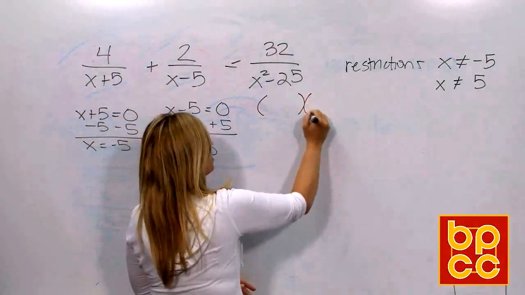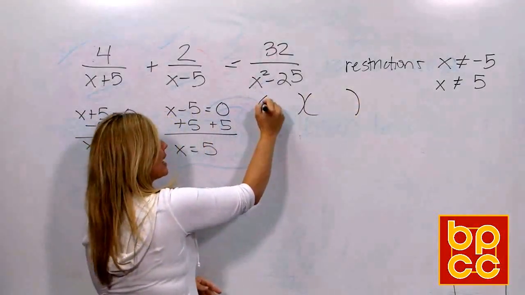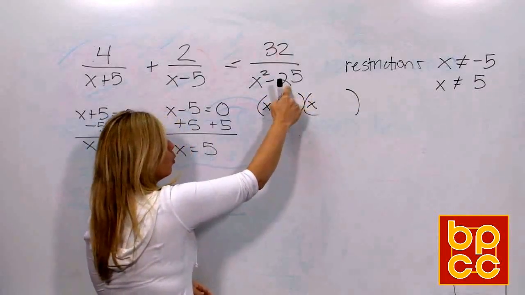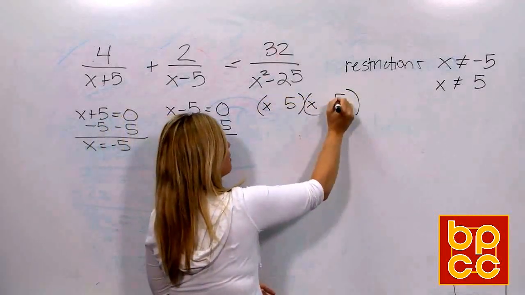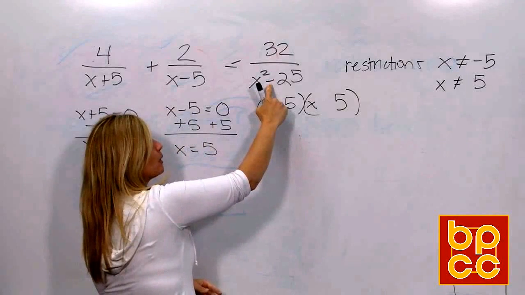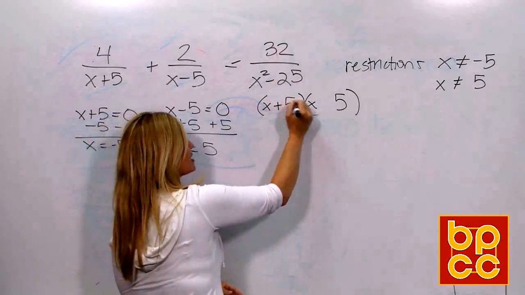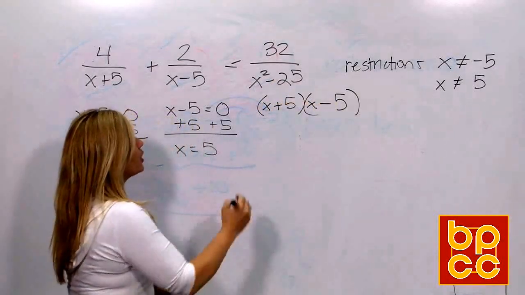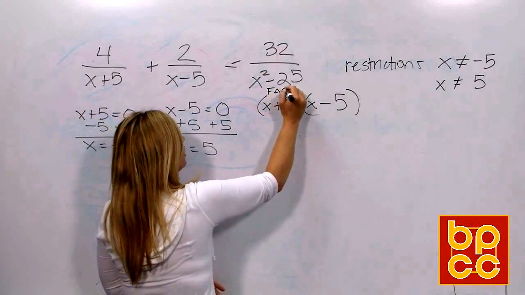And if you remember, it breaks down into 2 parentheses. What multiplies to x squared? X times x. What multiplies to 25? 5 times 5. To multiply to a negative, one has to be positive, one has to be negative. So we're going to use our factoring skills.